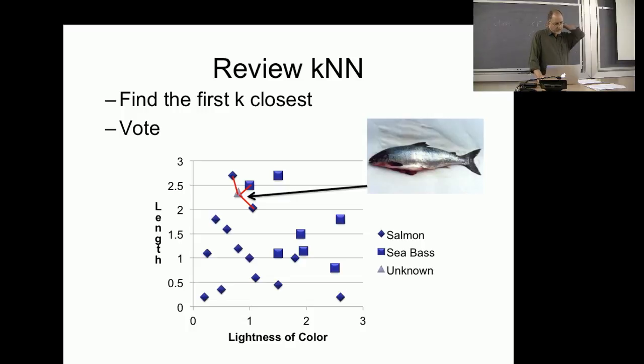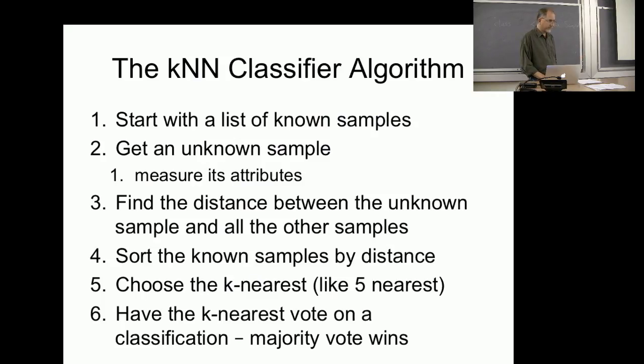Okay, so that hand-wavy pictorial visual description can be encoded a little more formally. We want to start with a list of known samples. Those are all the fish that we know about, that some expert has gone and said this is a salmon, this is a sea bass. Then we get an unknown sample, and the computer looks at it and measures its attributes. And then we want to find the distance between the unknown sample and all the other samples, and sort the known samples by distance.